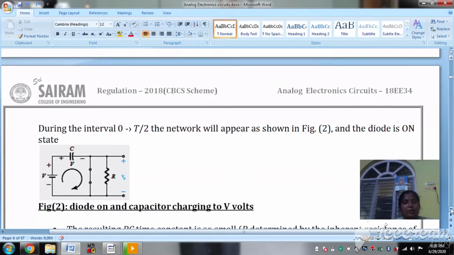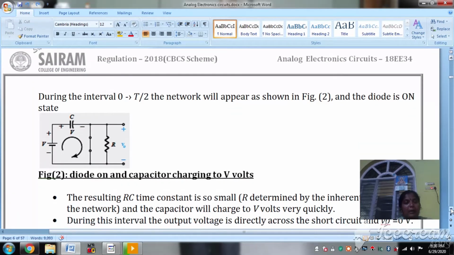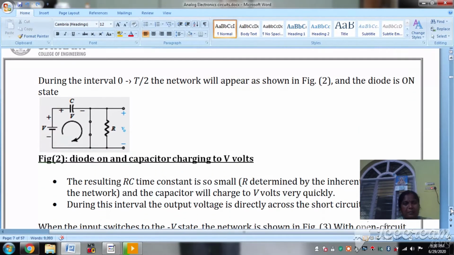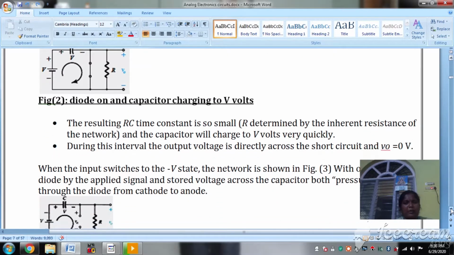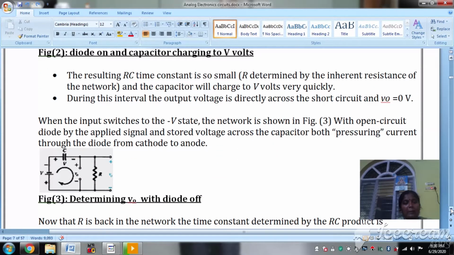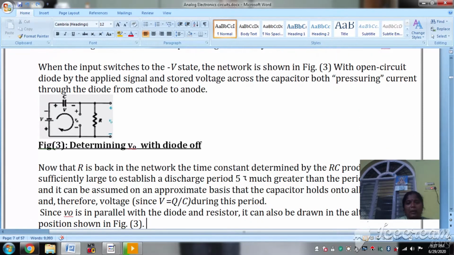So in the interval 0 to T by 2, the diode will be on and the capacitor will be charged to V volts. And during the negative cycle, what will happen? The diode will be open circuit. During the negative cycle the diode will be open circuit, and the energy stored during the positive cycle will be discharged via the resistance, that is nothing but your output.